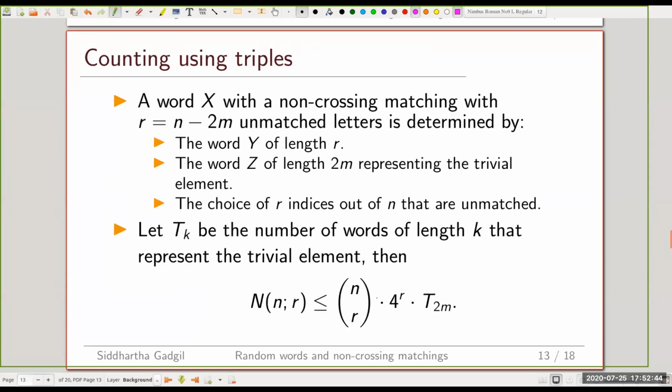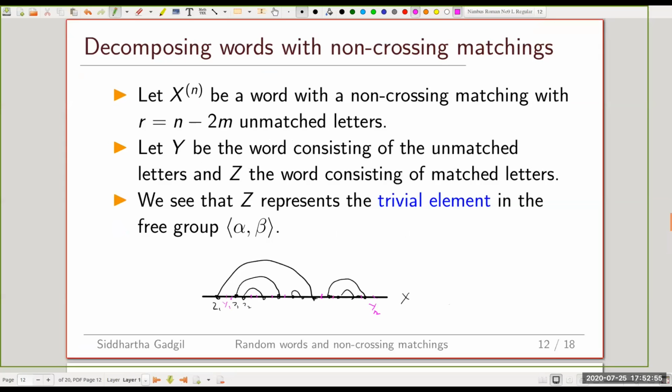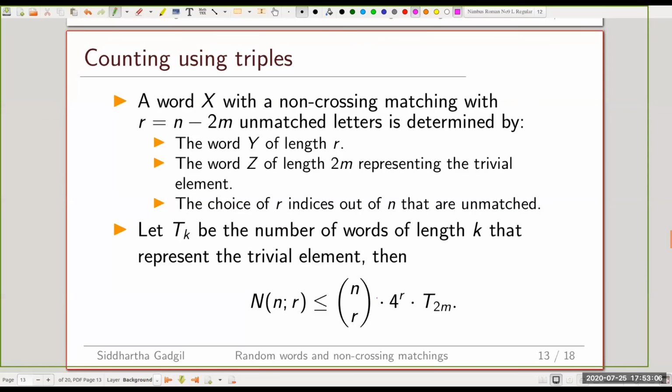So now let's count these. When I have a word X with a non-crossing matching, if it has R unmatched letters, you want to determine this word. If I know Z, I know Y, and I also know which indices are in Z and which indices are in Y, then I know the word X. I can rebuild it from these three pieces of data. So I know the word Y, I know the word Z, and which indices are unmatched. The remaining ones are matched. So if I know this triple, Y, Z, and the indices, then I know X.